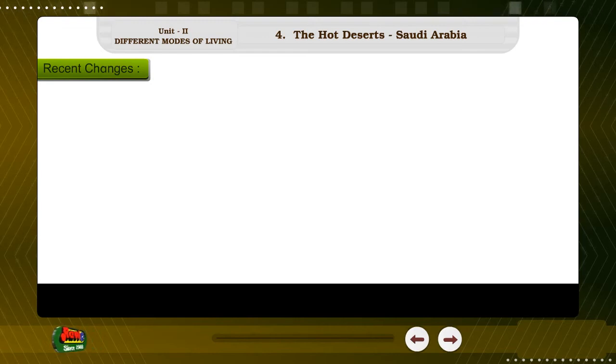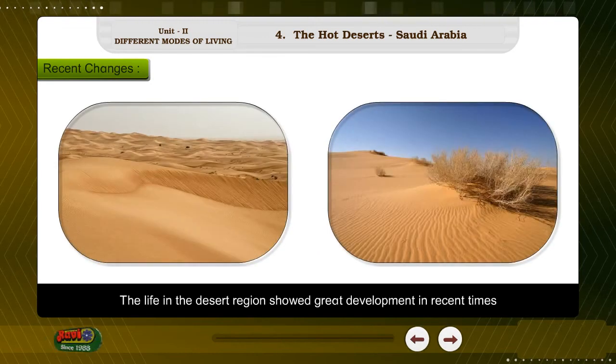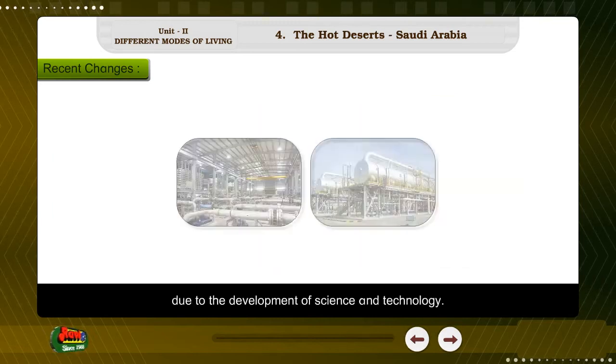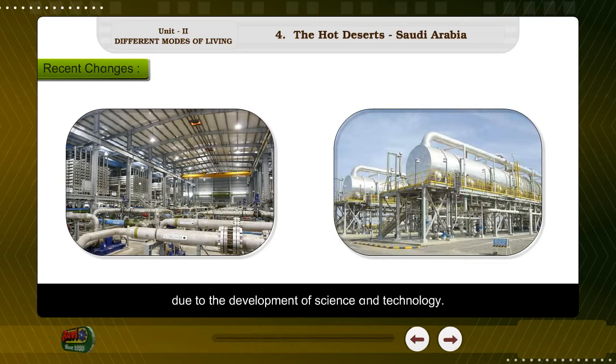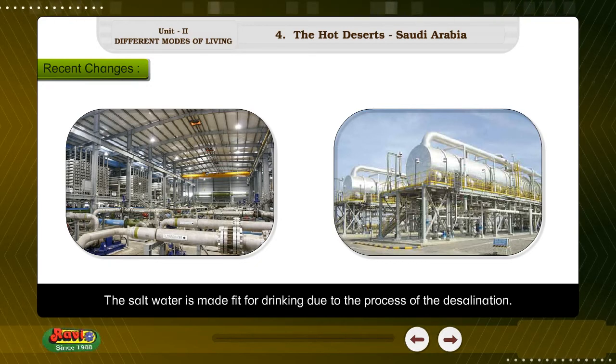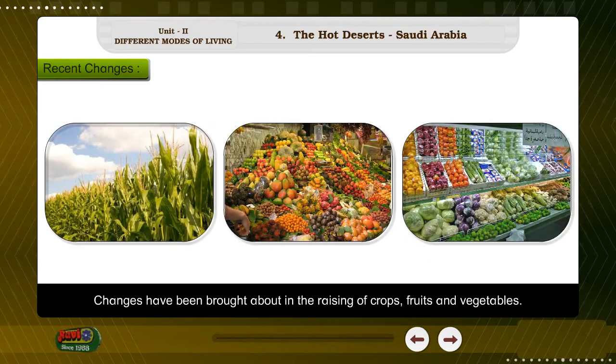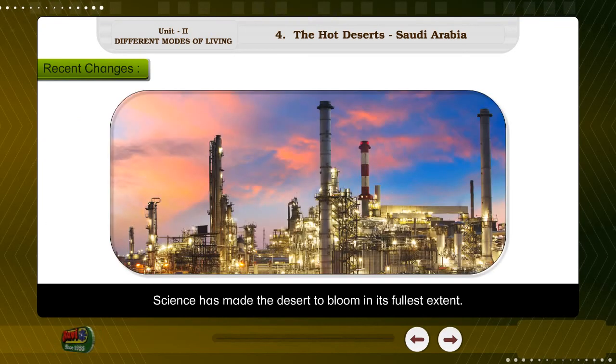Recent changes. The life in the desert region showed great development in recent times due to the development of science and technology. The salt water is made fit for drinking due to the process of desalination. Changes have been brought about in the raising of crops, fruits and vegetables. Science has made the desert to bloom in its fullest extent.